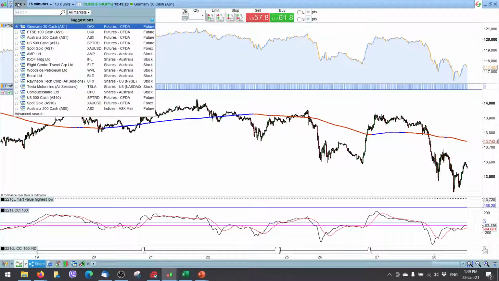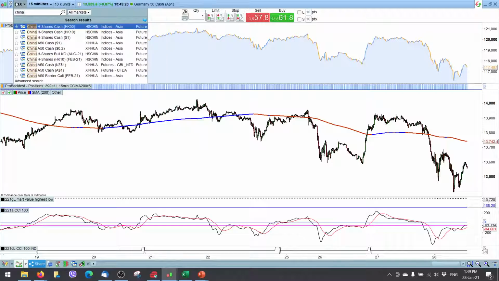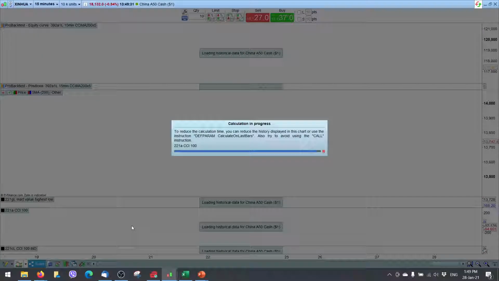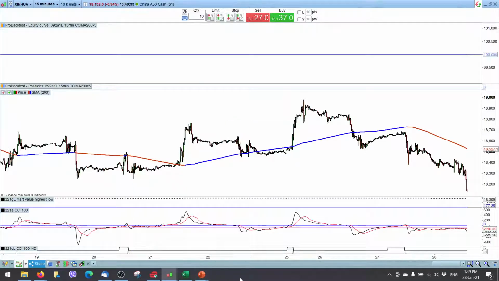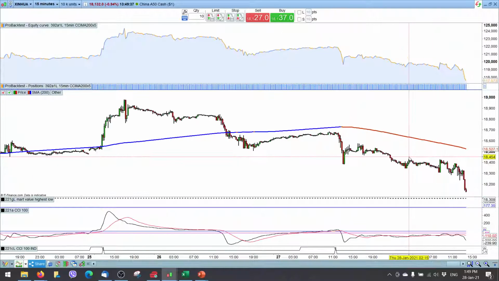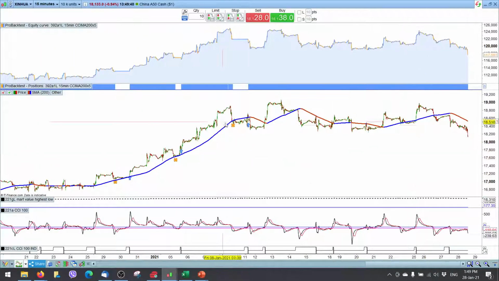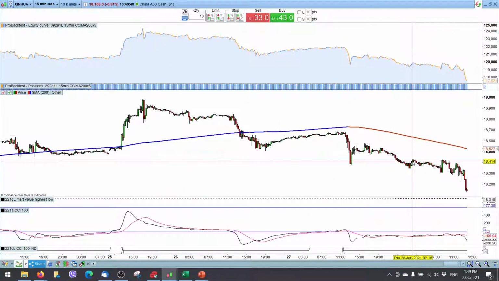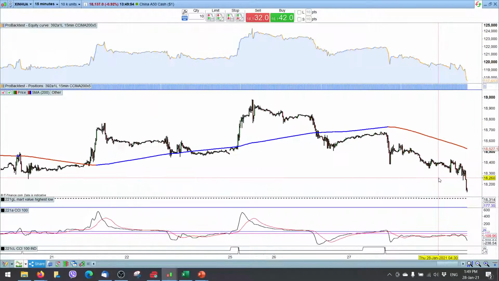Last of the indexes, we'll look at China, see how that's performed. A51. That's also taken a dump. You can see there it entered back there, pretty much going sideways. It's broken that trend line down there, so who knows, and it's still going further down, so that's taken a bigger hit compared to the Australian market, which has made a slight recovery, but again, we'll keep an eye on that one. Lastly, let's look at gold.